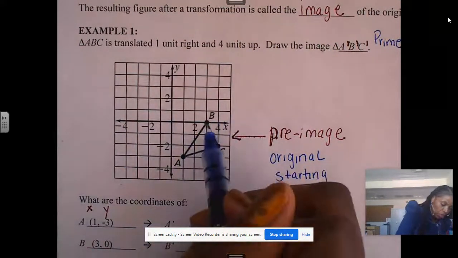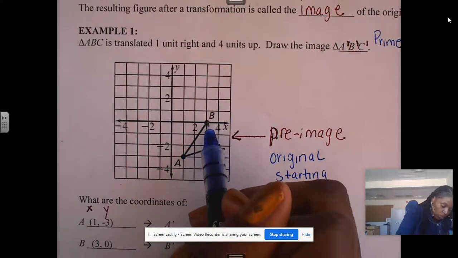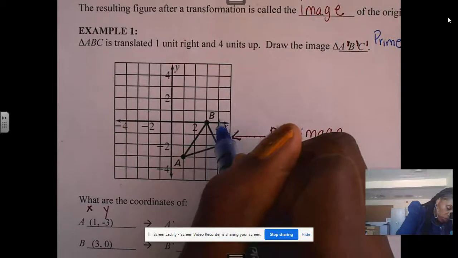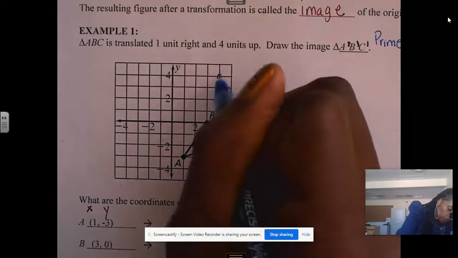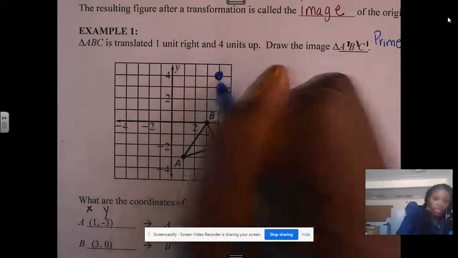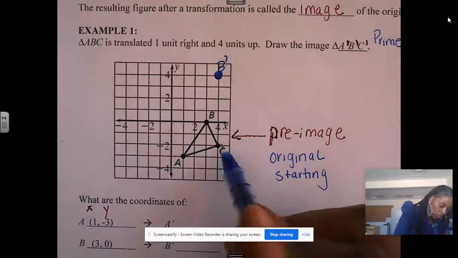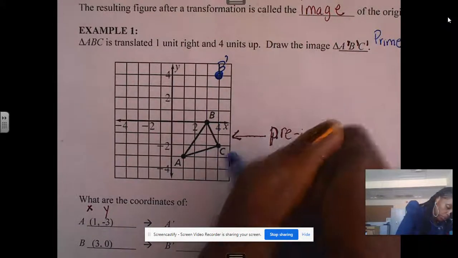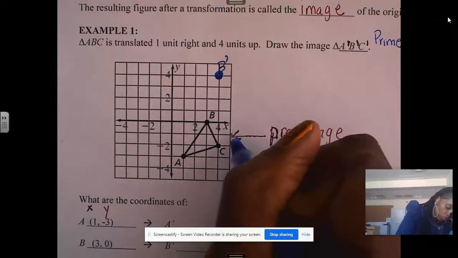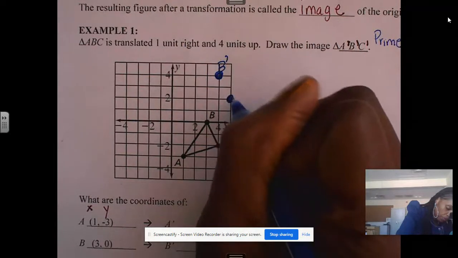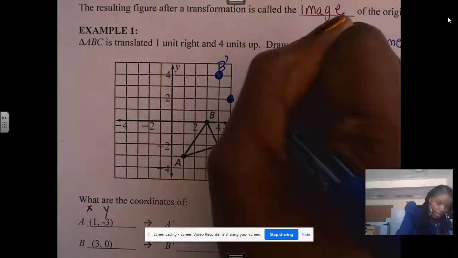If I do B, 1 unit to the right is here, and then from this point I go 4 units up: 1, 2, 3, 4. That's all I'm doing. And that's going to be my B prime with my little tick mark right there. Then I'm going to do C, 1 unit to the right, 4 units up. So 1 unit over to the right, and 1, 2, 3, 4. That's going to end up being my C prime.